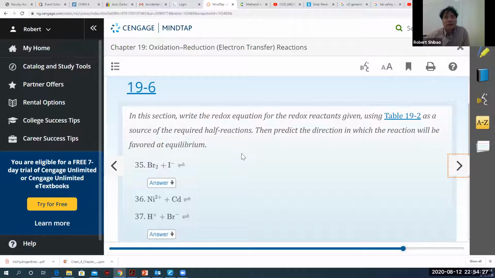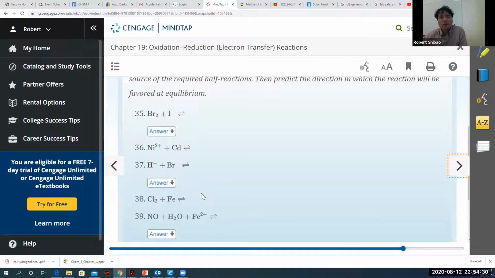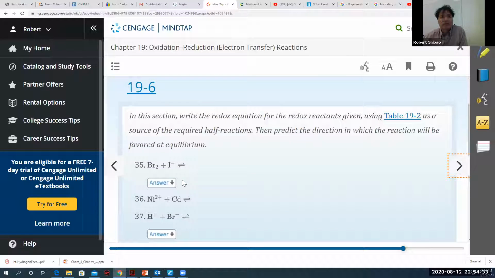Write the redox equation. These are a little simpler than the ones I may have given you because there are fewer possible choices here. So we know bromine's an oxidizer, iodide's a reducer. And then we could just copy the reactions off the chart. Bromine plus 2 electrons goes to 2 bromides. And then 2 iodides goes to iodine.